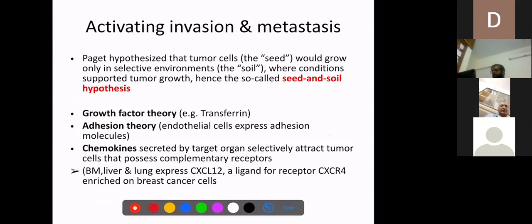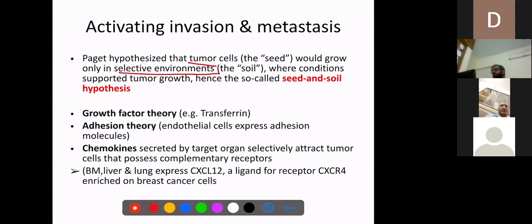So finally, how do they activate invasion and metastasis? Just remember that all plants will not grow in the same soil. Certain plants will grow in tropical, certain plants will grow in temperate. Certain plants will grow in South India, certain plants will grow in North India. The soil is different. So the plants choose selective environments.